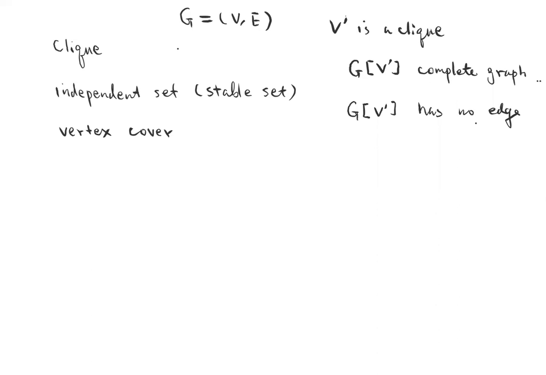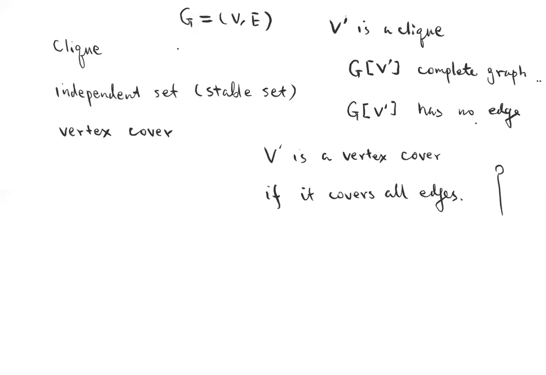And vertex cover. These three notions are extremely important. You must remember all these three notions. A subset is a vertex cover if it covers all edges. All right, an edge is covered by its end vertex. For example, if I choose this vertex, this will cover this edge. All right, so let me draw a picture of what it means.